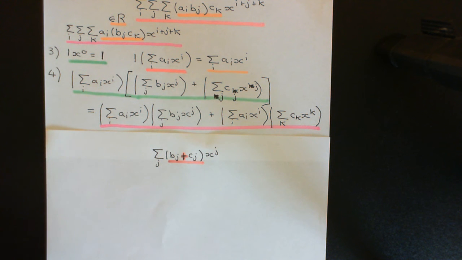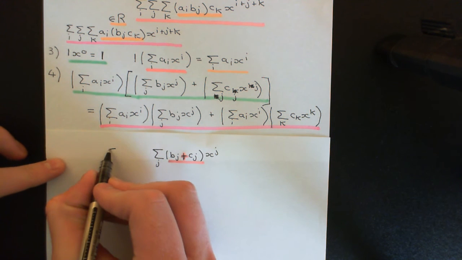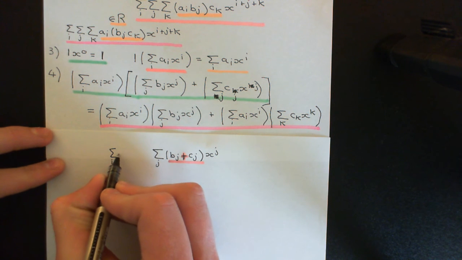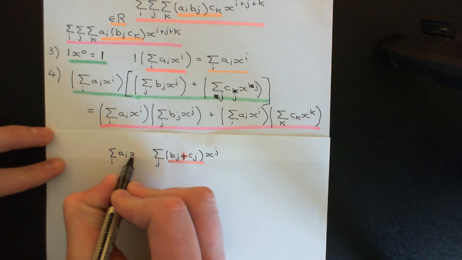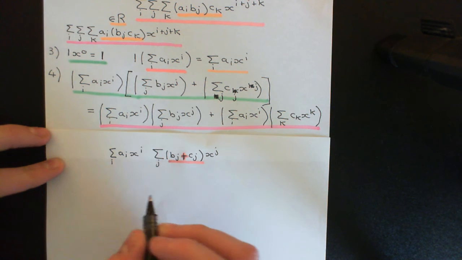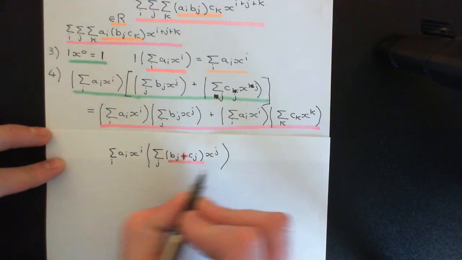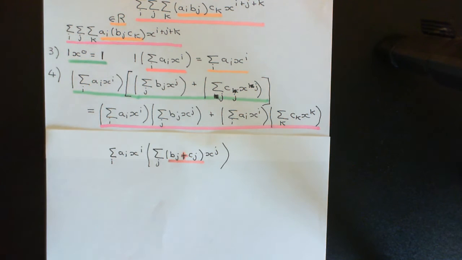that we had. And now what we're going to do is multiply this with this other polynomial, the a polynomial here, sum over i, ai xi. Okay, so I want to multiply this with this. So how do I do that?